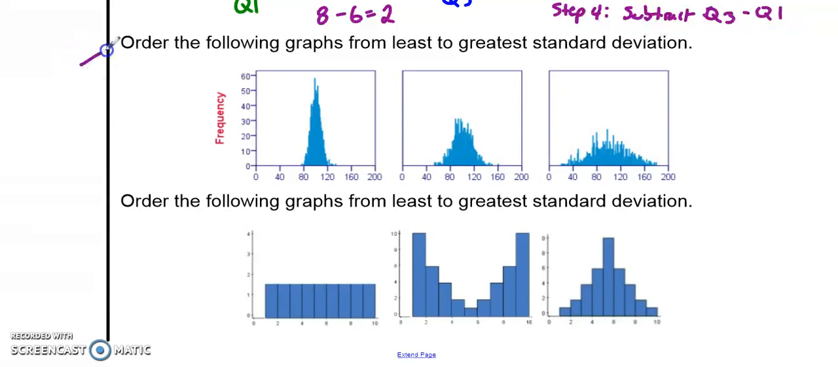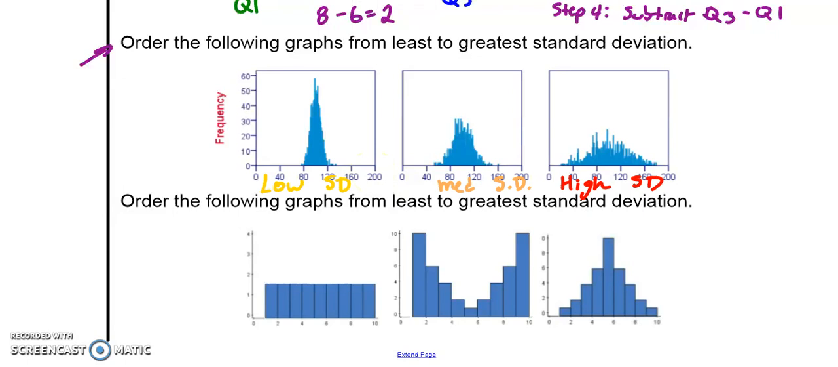Let's take a look at this third set of examples here. Order the following graphs from least to greatest standard deviation. Since standard deviation is a measure of spread, basically we're saying which one of these is the most spread out and which one of these is the least spread out. Pause the video now to try and figure that out. The answers will be up in 3, 2, 1.